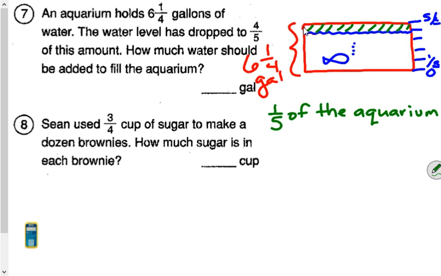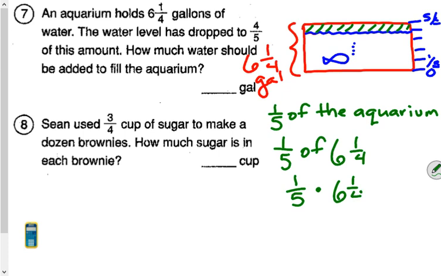And when I look at my problem carefully, I notice that my aquarium holds 6 1/4 gallons of water. So I need to fill 1/5, not 1/4, of 6 and 1/4. So I need to do 1/5 times 6 and 1/4 because it's a part of something. I need to fill part of the aquarium. So to do that, I need to multiply the part I need times the amount the aquarium holds.